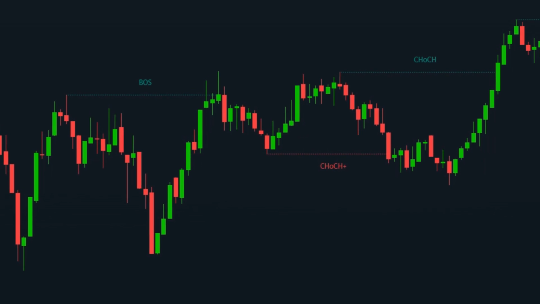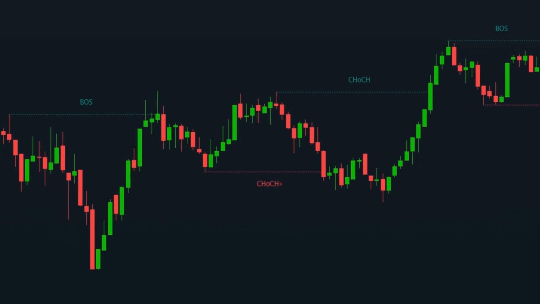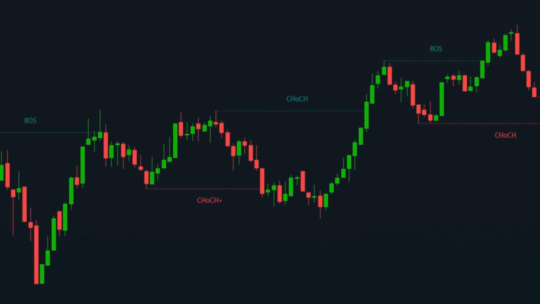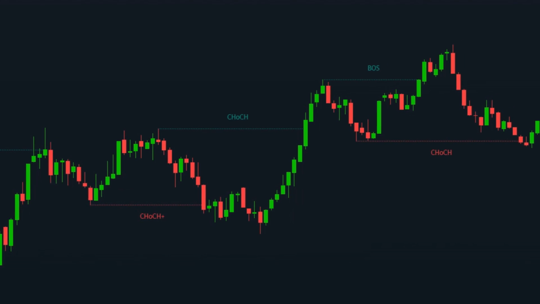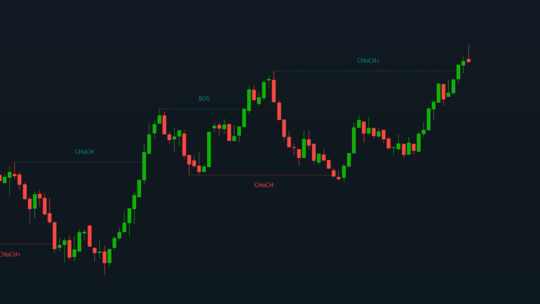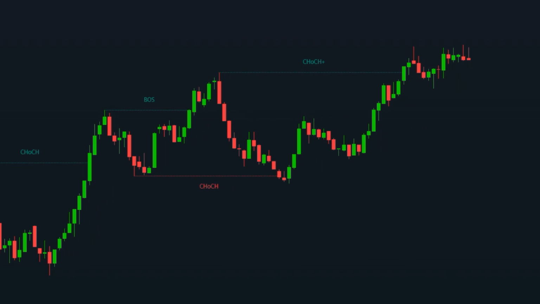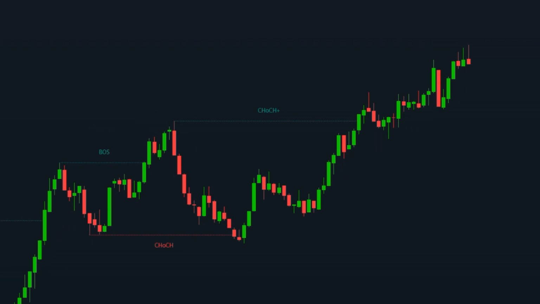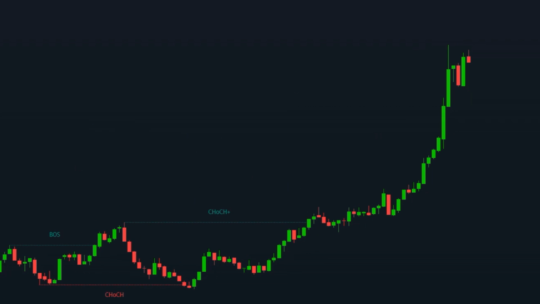Buckle up, because we've got all the market structure tools you need: break of structure, change of character, CHoCH for short, and even change of character plus. These identify trends, potential reversals, and strong confirmations. The indicator will highlight them on your chart, making it easy to see where the market might be headed.